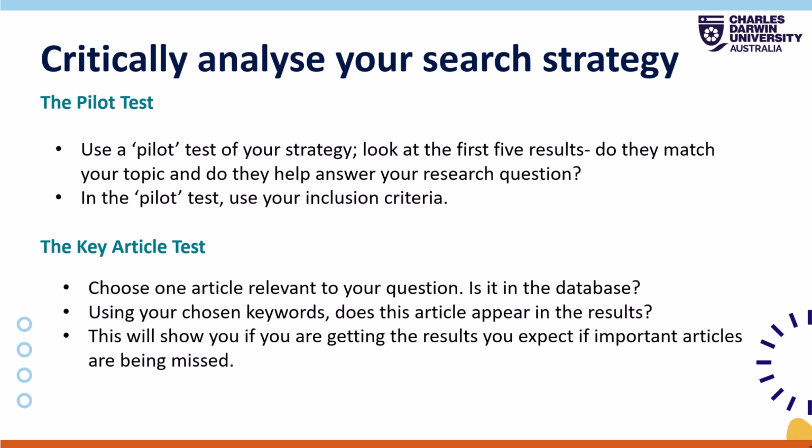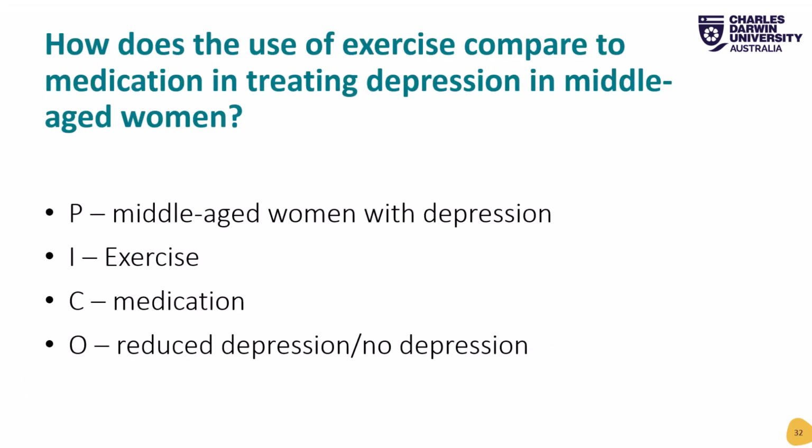Do any of the results match what you'd expect to use in your systematic review? Another test you can use is the key article test. Choose one article relevant to your research question. When you search the database using your chosen keywords, does it appear? This will help you show if you're getting the results you need. For example, if important articles are being missed in your search strategy, then you may need to reevaluate how you are searching. Next, let's have a look at creating a search strategy using a systematic review question.